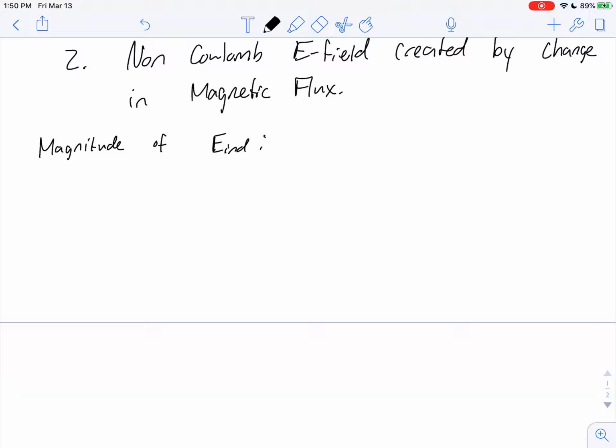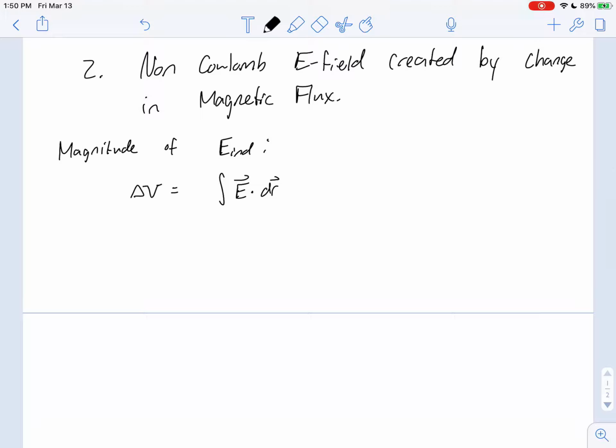Well, here's what we know from earlier in the year. We know that the magnitude of delta V is just the integral of E dot dr. Delta V is potential difference or voltage, and that's what E induced is. So we could write this in terms of E induced and say E induced is equal to the integral of E dot dr. This is really derived from finding the work done by the electric force around a path or throughout a path.